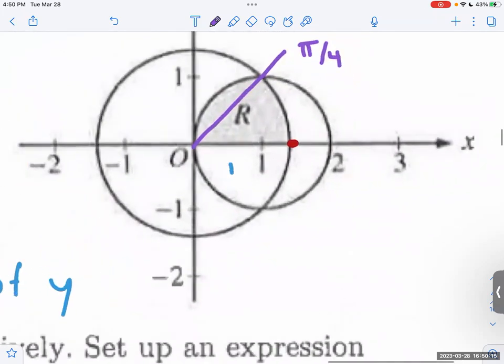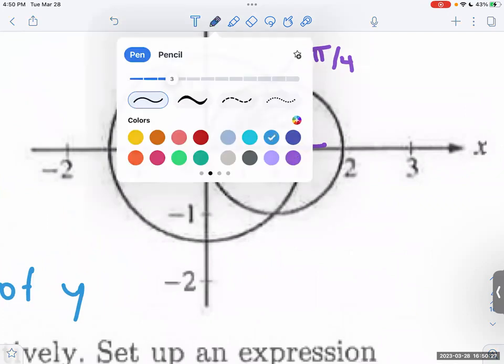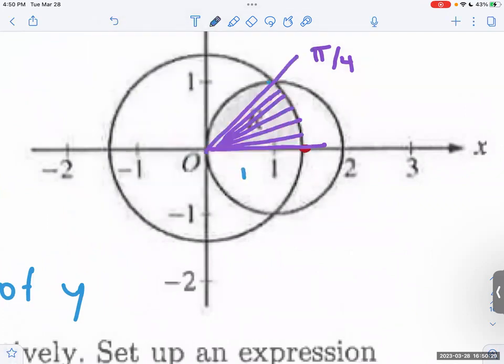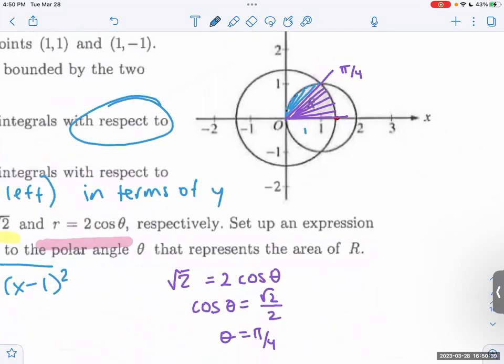So if I were to integrate from angle 0 to angle pi over 4 of the square root of 2, this is the part of the area that we would get. And then after that, if you guys were to integrate from pi over 4 back over down to pi over 2, we would get the sum of these sectors added together, and that would then complete that area.